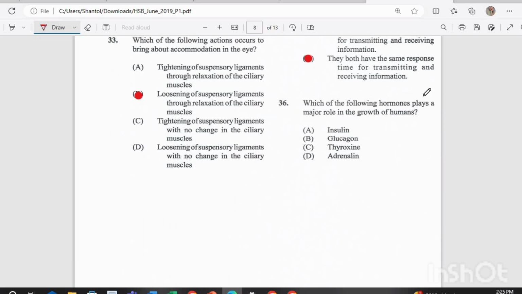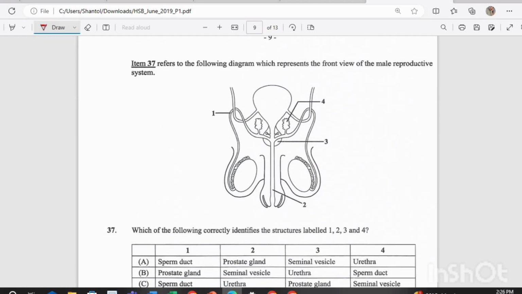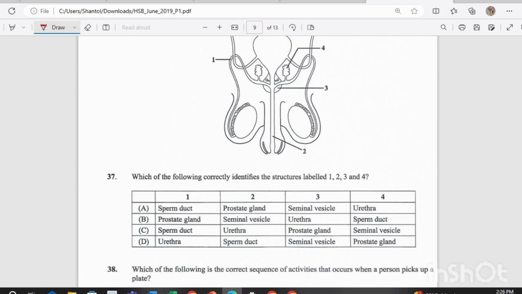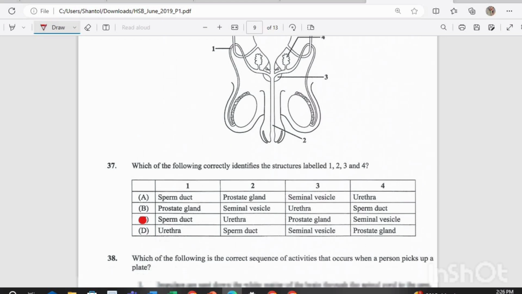36. Which of the following hormones plays a major role in the growth of humans? Is it A, insulin, B, glucagon, C, thyroxine, or D, adrenaline? The answer is C, thyroxine. Item 37 refers to the following diagram, which represents the front view of the male reproductive system. It says, which of the following correctly identifies the structures labeled 1, 2, 3, and 4? The answer is C. 1 is the sperm duct, 2 is the urethra, 3 is the prostate, and 4 is the seminal vesicle.